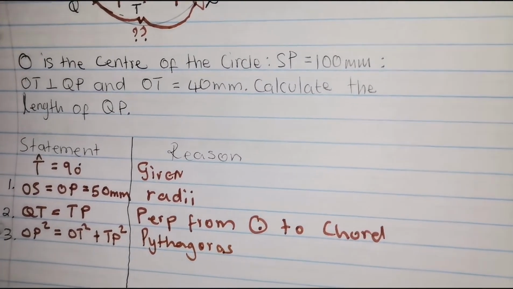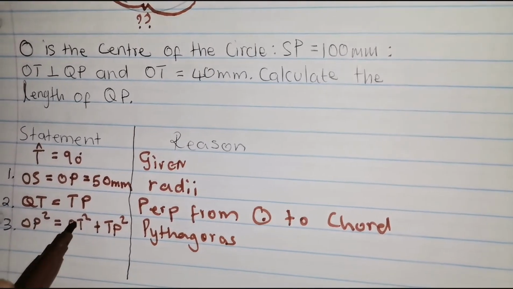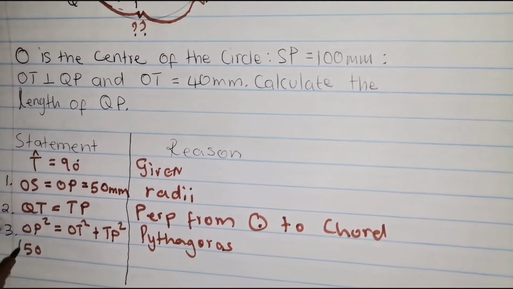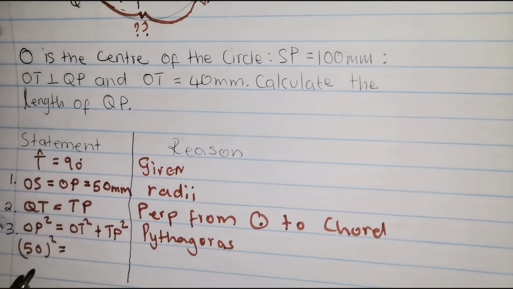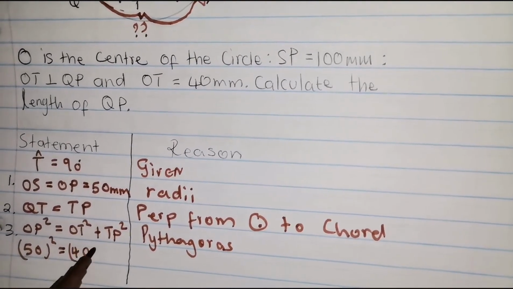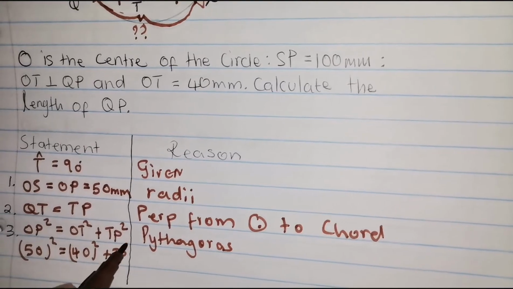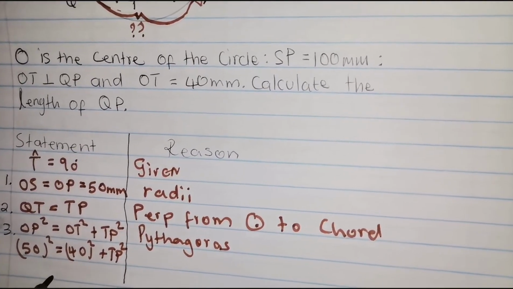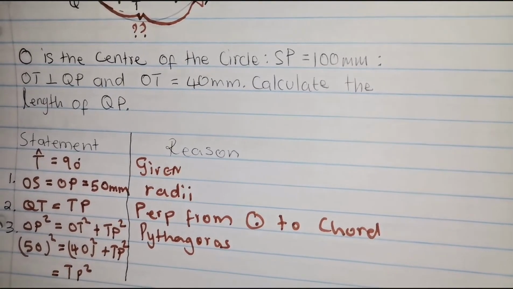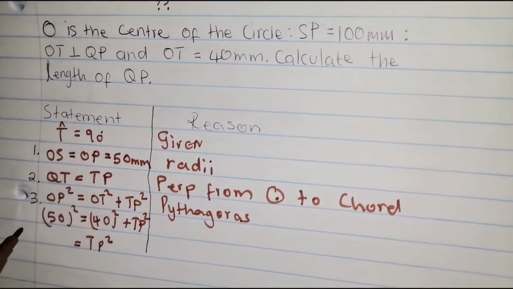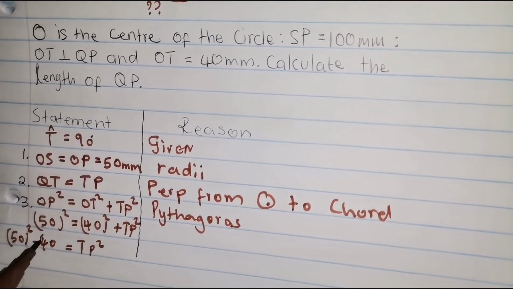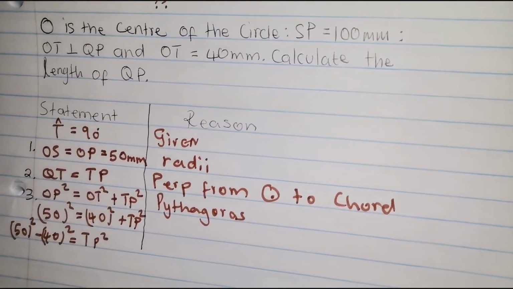So guys, in triangle OTP, OP squared is equal to OT squared plus TP squared. Then OP squared is equal to 50 squared, and OT squared is equal to 40 squared plus TP squared. So you can just use your calculator. Therefore TP squared is equal to 50 squared minus 40 squared.